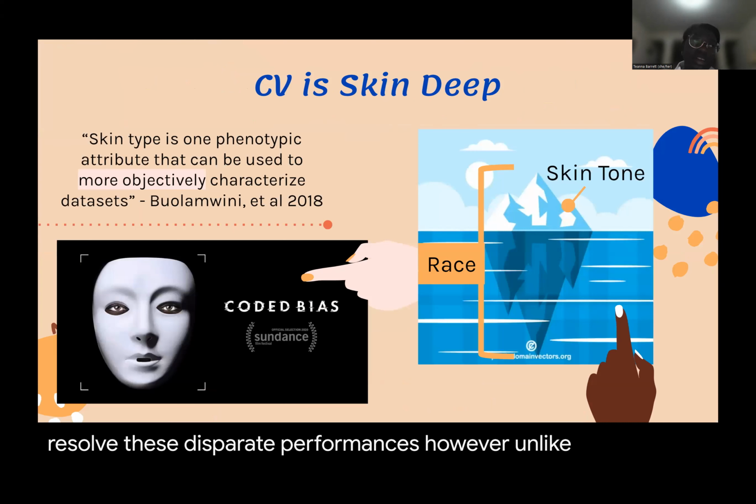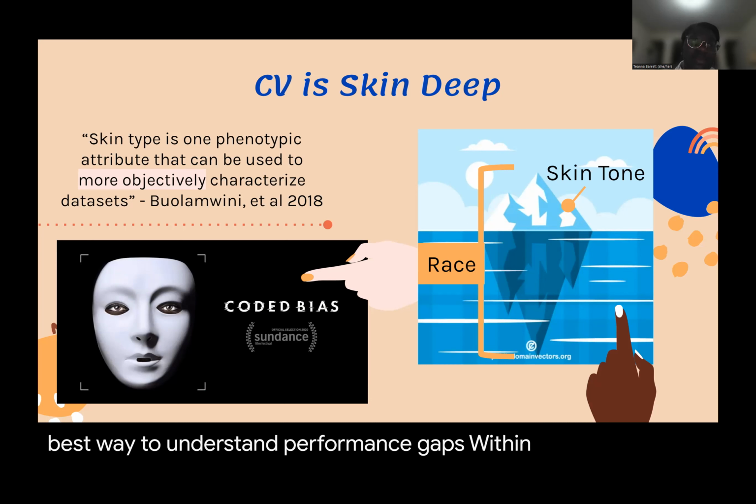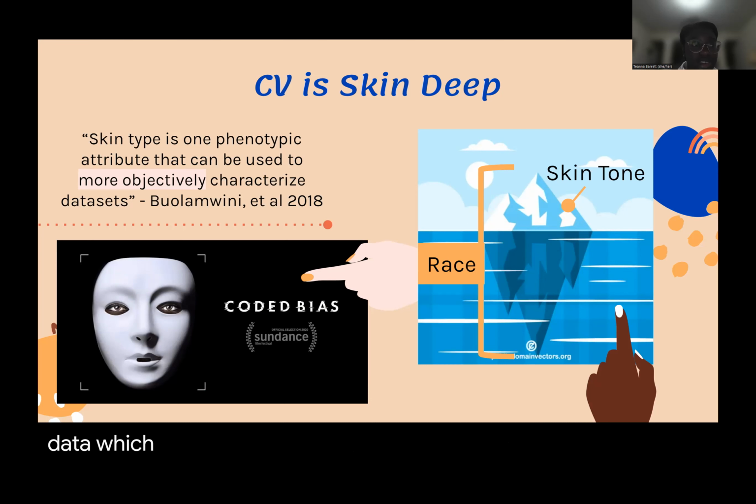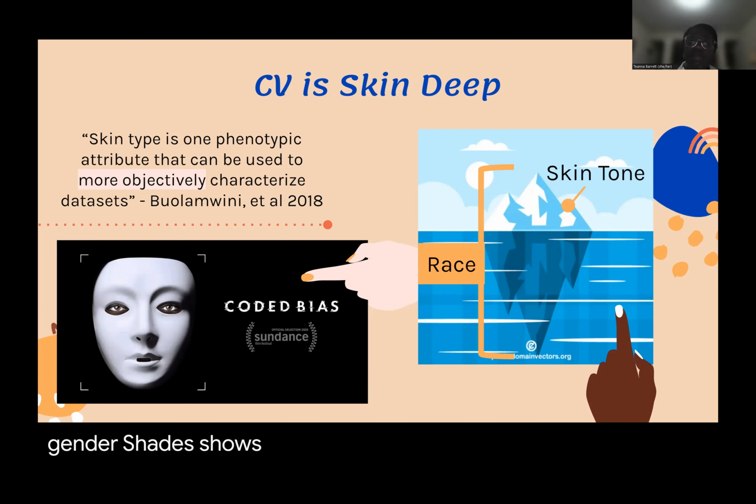However, unlike other domains of machine learning, computer vision is skin deep. Therefore, race data is not race data and annotations are not the best way to understand performance gaps within computer vision data, which are images of humans. And as the hallmark paper Gender Shades shows, skin type is a potentially more objective way to categorize computer vision datasets through annotation.